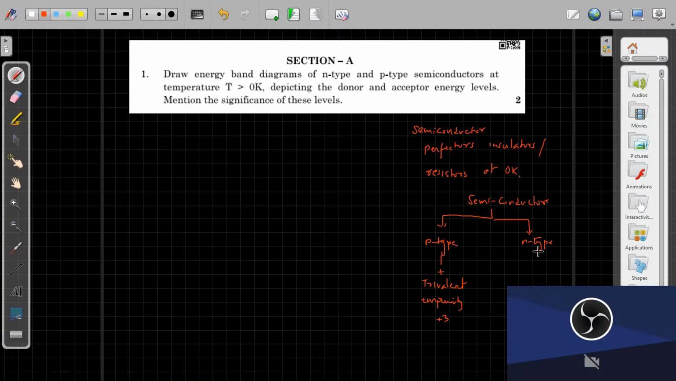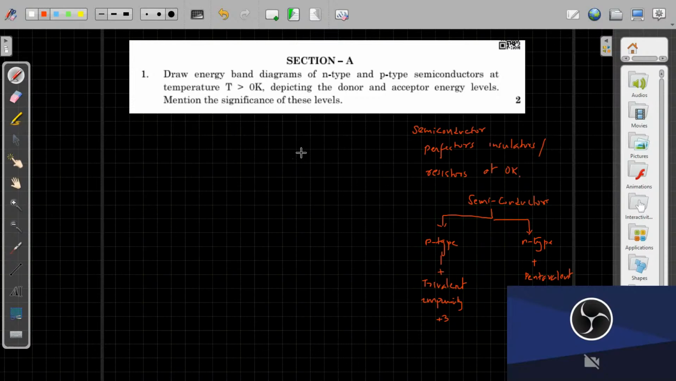And N-type semiconductors are produced by adding pentavalent impurities, that is +5. So when you do this, what happens?